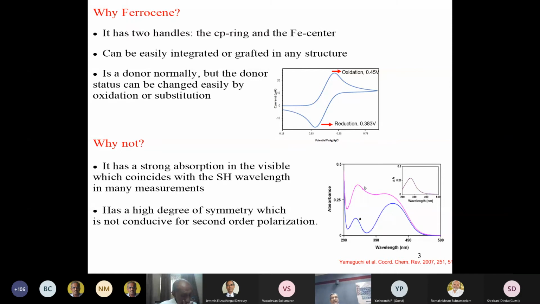Now, there are two reasons why we didn't want to actually use it. One is that it has a strong absorption in the visible. This absorption can loosely be said to be due to the d-d transition. As you can see on the right, in the visible there is a huge, large absorption band, and this absorption is detrimental to our measurement because it generally interferes with the second harmonic signal.